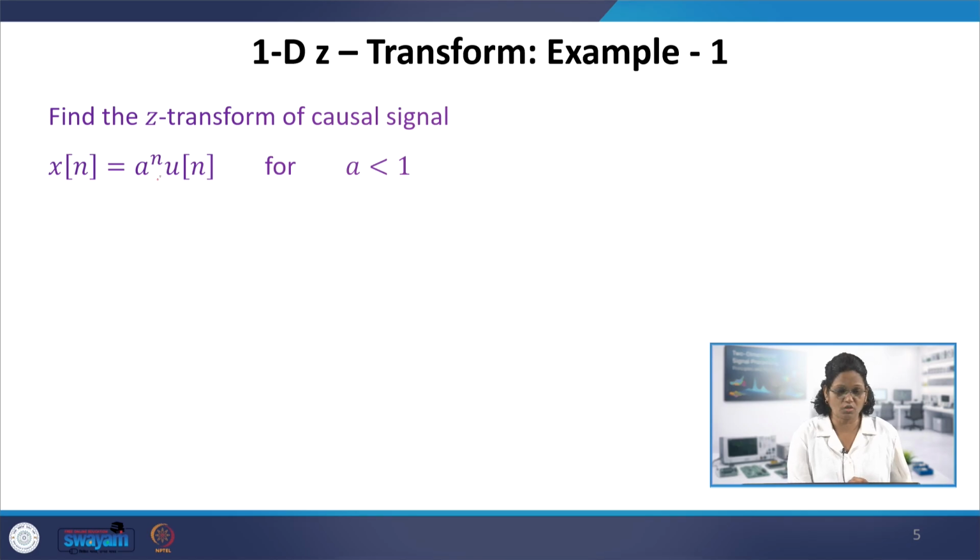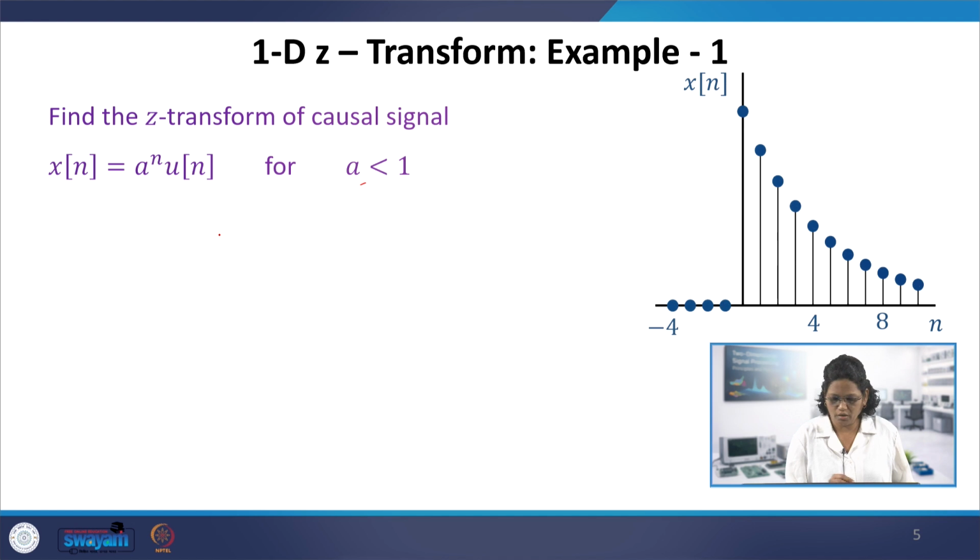So x of n equal to a power n u of n, for a less than 1 here. So what is that? The value a can be 0.5, 0.25 or any value which is less than 1. In that case it is multiplied with u of n, the unit step sequence. So if you plot the sequence x of n, n varies from 0 to infinity, and when n is less than 0, u of n is 0.